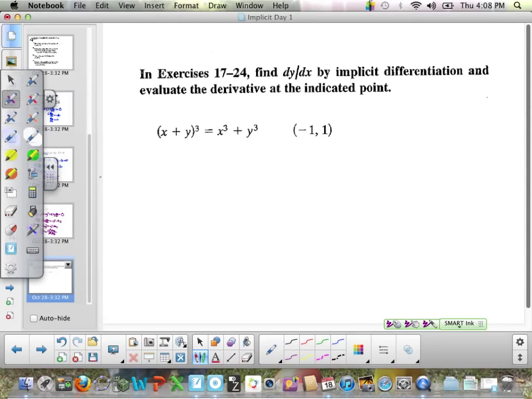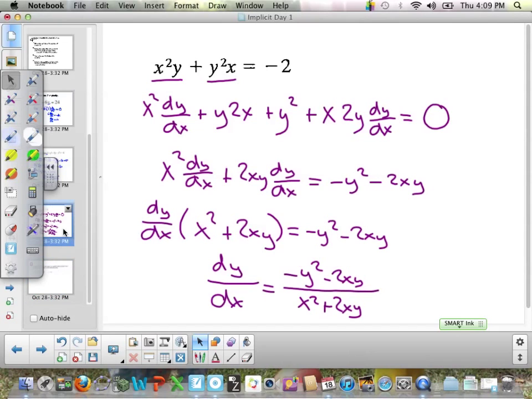And one final question. What happens when we throw a point in? All right? Find dy/dx by implicit differentiation and evaluate the derivative at the indicated point. Some school of thought says solve all the way down to dy/dx and then plug your point in. That's fine if you're going to plug more than one point in. If you're going to plug more than one point in, you're going to want a formula like we have here. dy/dx equals negative y squared minus 2xy all over x squared plus 2xy. That's a formula you can plug multiple points in when you need multiple answers.